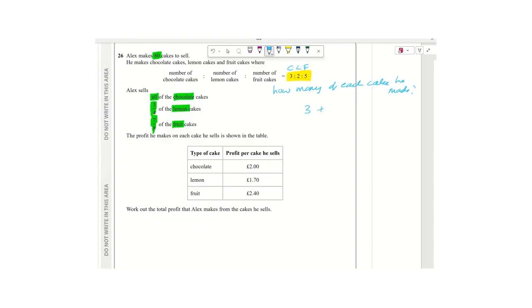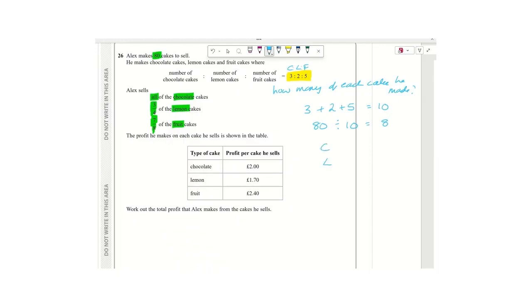So I'm going to add the parts of my ratio together. So 3 plus 2 plus 5 gives me 10. And then I take how many cakes he made in total and divide it by that 10, which gives me 8. So each part of the ratio is 8.